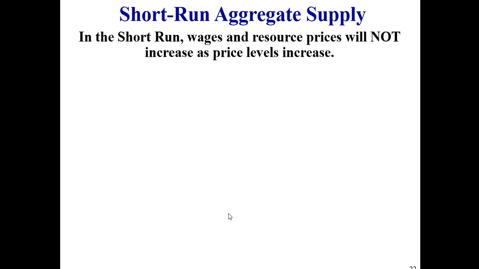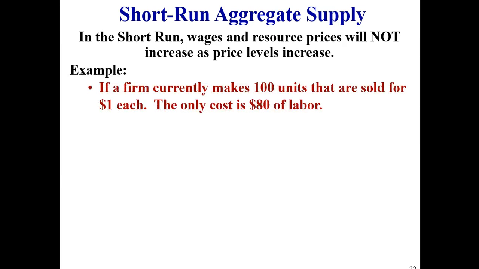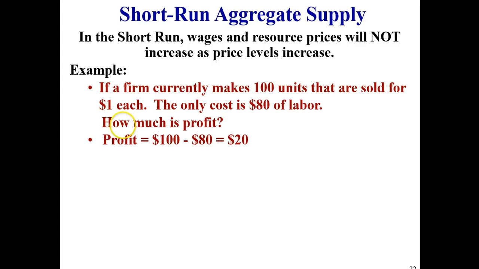So let's look again at short-run aggregate supply. And again, the idea is that wages and resource prices are not going to increase at the same time the price level increases. So what happens is a firm can make 100 units, this is just an example, that are sold for $1 each, and their only cost is $80 for labor. So that's just an assumption we'll make for this. And we can see that they'll make a profit of $20.